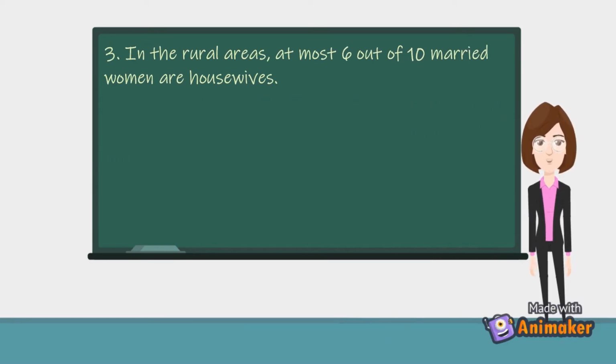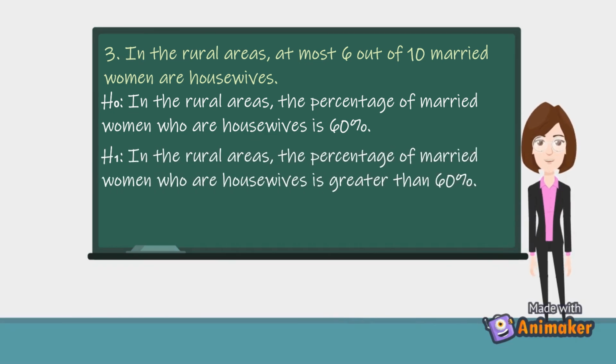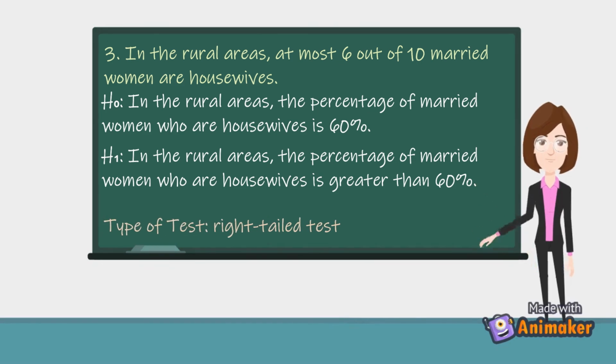In the rural areas, at most 6 out of 10 married women are housewives. The null hypothesis is in the rural areas, the percentage of married women who are housewives is 60%. The alternative is in the rural areas, the percentage of married women who are housewives is greater than 60%. The alternative hypothesis is directional, with a quantifier of greater than. Therefore, the type of test to be used in this situation is right-tailed.